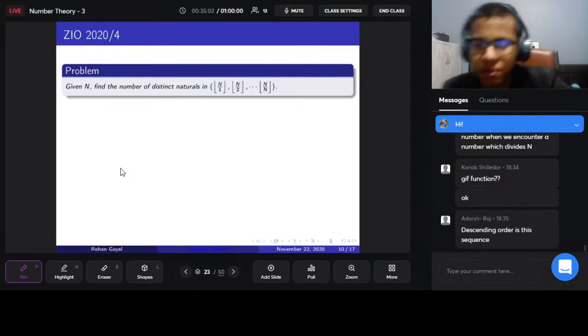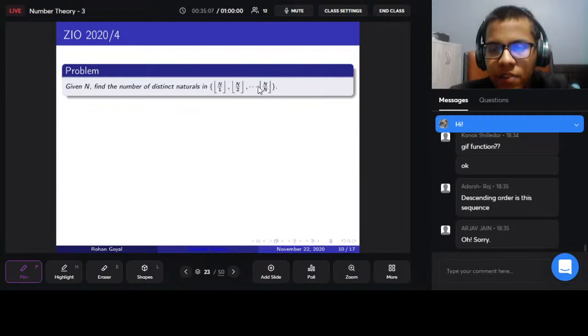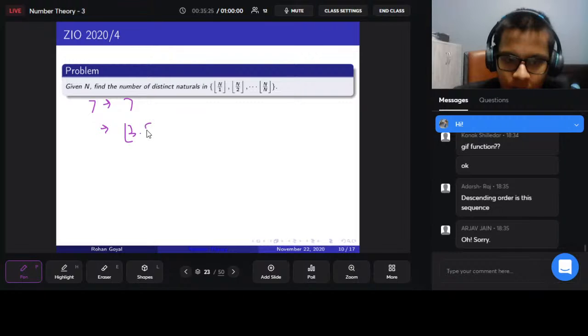For example, many of these can have the same value, right? Let's say we start with the number 7. When divided by 1, we get the value 7. When divided by 2, we get 7 by 2, so 3.5, which is 3. On dividing by 3, we get 7 by 3, which is 2.